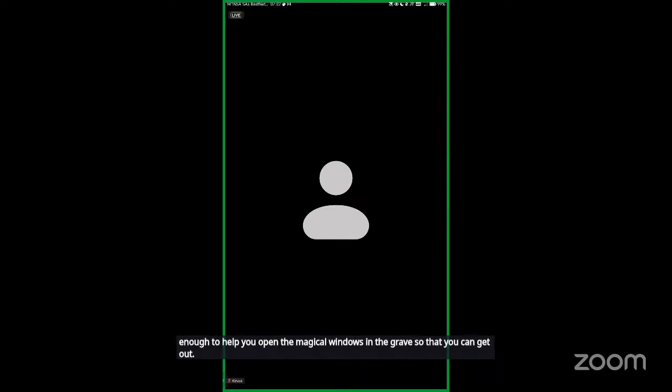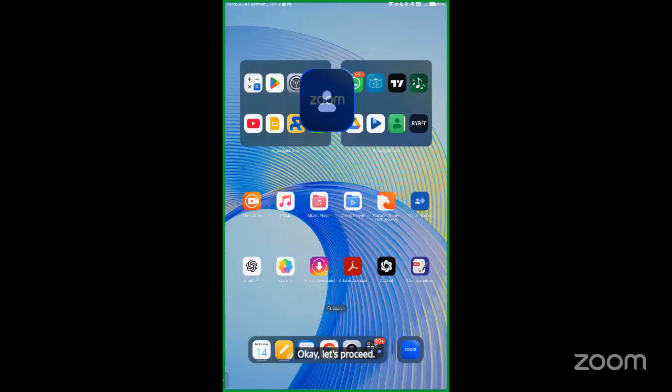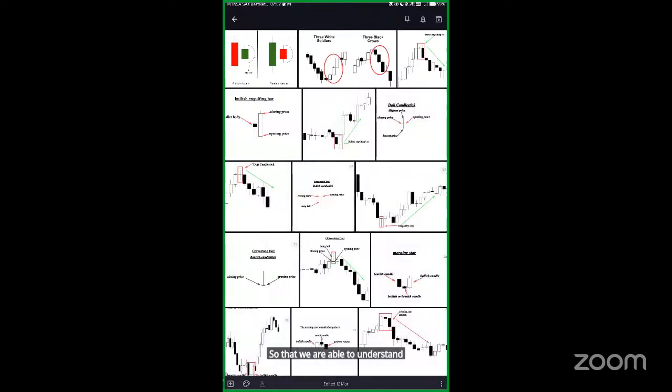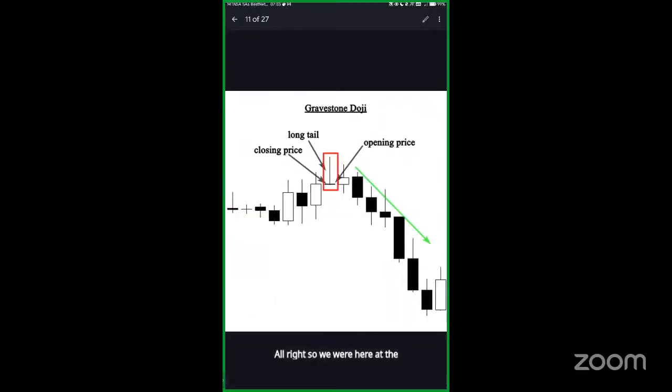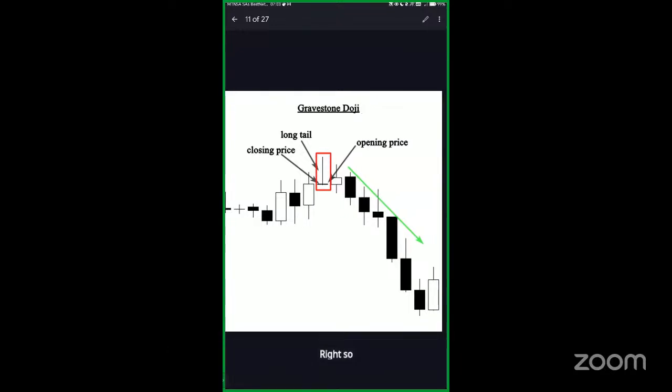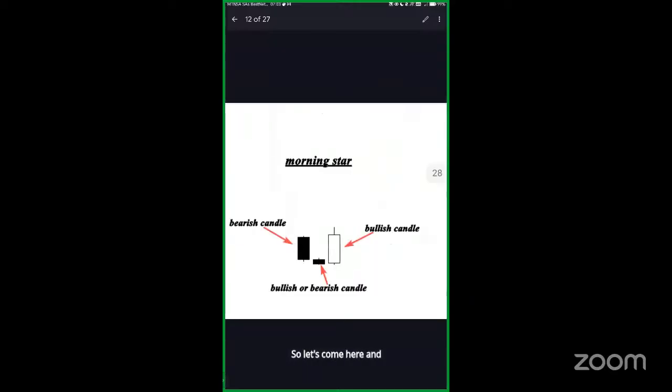Okay, let's proceed. I'm just trying to simplify things here so that we are able to understand these things when we are trading, right? All right. So we were here at Gravestone Dojis, where we have found out what Gravestone Dojis does in the market. All right. So let's come here and look at some morning stars.